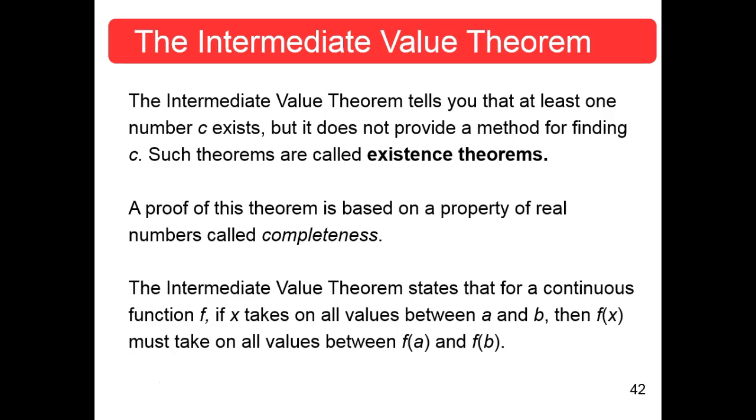The intermediate value theorem states for a continuous function F, if x takes on all the values between A and B, then F of x must take on at least all the values between F of A and F of B. So you see why you can't have F of A equal F of B. That then doesn't tell you anything. There's no values in between here that would have to be. So there can be something like this or something like that and have nothing to do with either one.